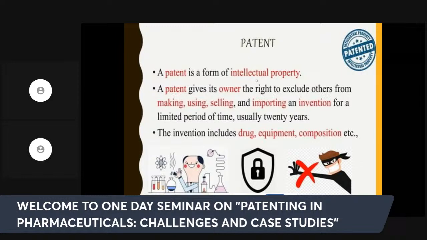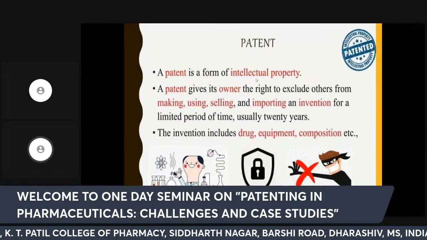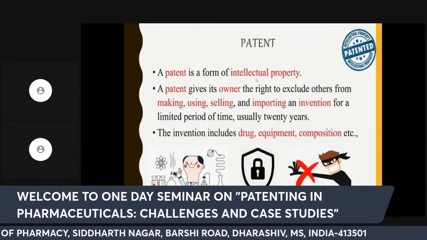without permission for a specific period. Patents are granted to encourage innovation by providing inventors with a temporary monopoly over their invention in exchange for disclosing their ideas to the public. So, patent is made for protecting our work, whatever we have invented. It should not be sold or used by another person without our permission. A patent gives the owner rights to protect his work. So the invention includes drugs, equipments, compositions, and etc.